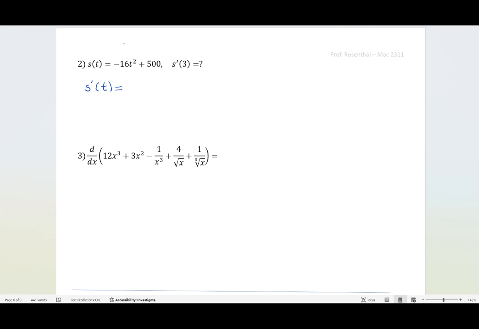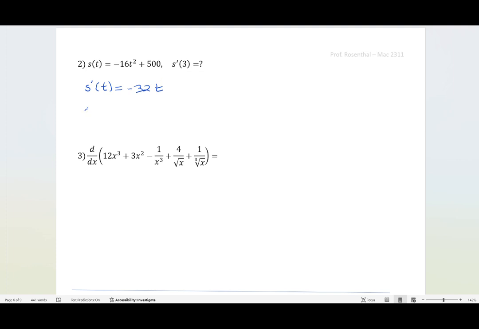Let's get the derivative of the first term. So the function is negative 16t squared plus 500. So it becomes negative 32t. And what happens to the last term? If you take the derivative of 500, that disappears, right? So this is the derivative at the point t.